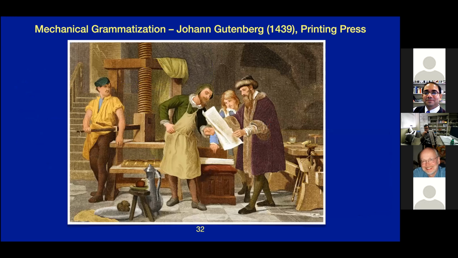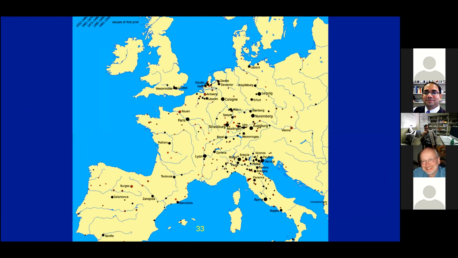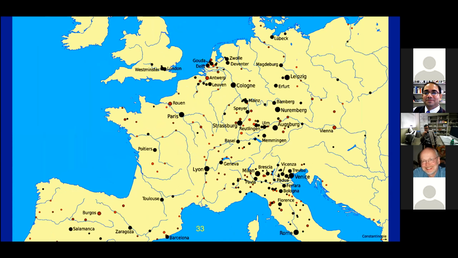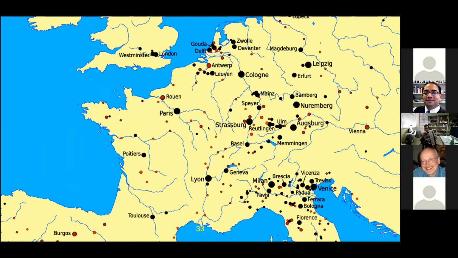The printing press marked a clear transition from graphic traditions to mechanical reproduction and industry. By the year 1500, there were thousands of printing presses throughout most of the larger cities in Europe. The use of printing presses spread the idea of mechanical grammatization throughout the world.